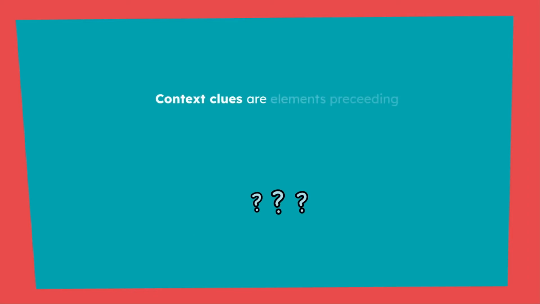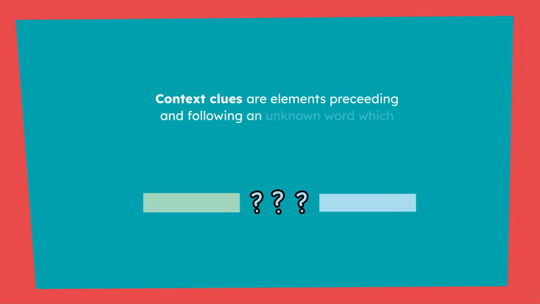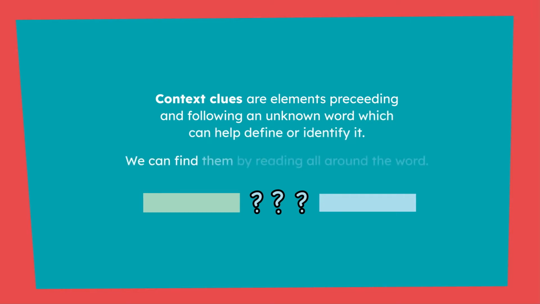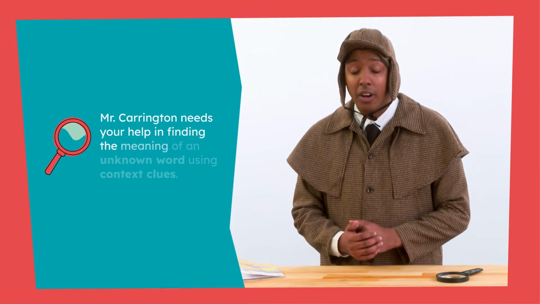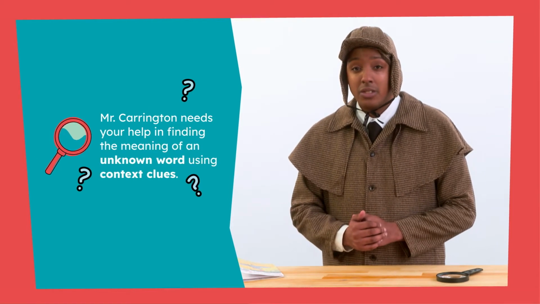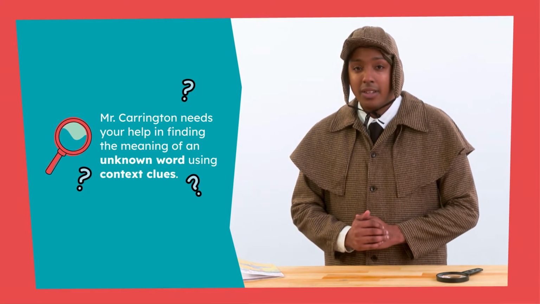Context clues are elements preceding and following an unknown word, which can help define or identify it. We can find them by reading all around the word. When there aren't any context clues, we refer to reference materials, such as a dictionary, to find word meanings. I need your help in finding the meaning of an unknown word using context clues. Do you think you can help me? Great! We're going to keep track of finding the meaning of unknown words using context clues in our case notes.